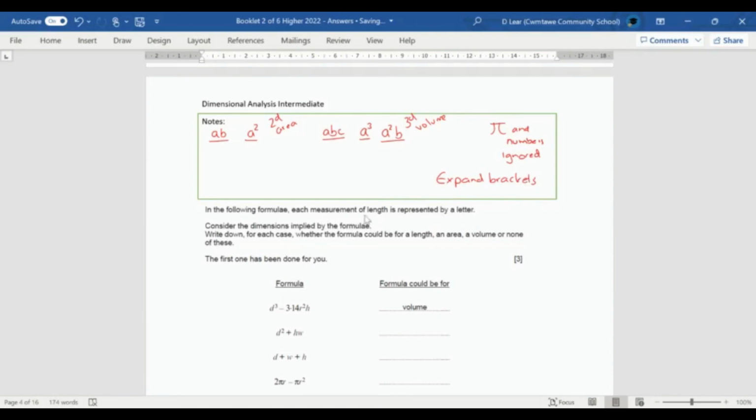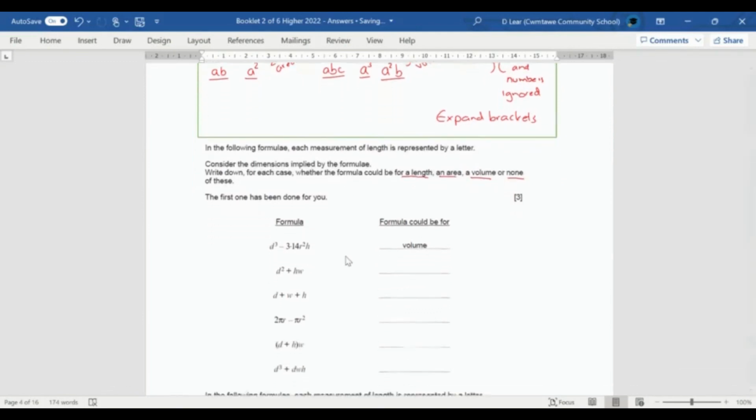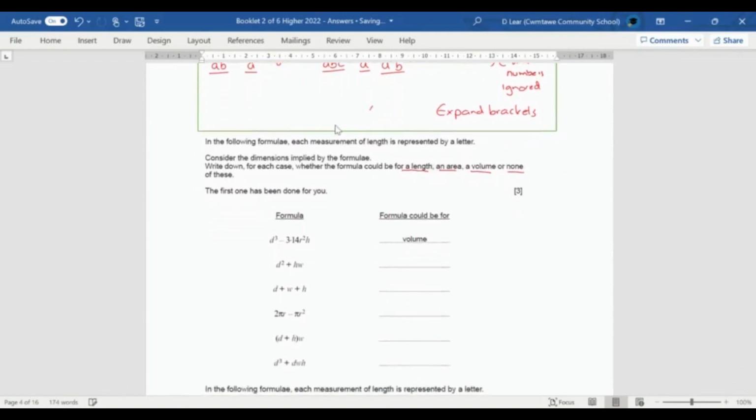So every letter is a length. Consider the dimensions implied by the formula. Write down for each case whether the formula could be for a length. So our options are a length, an area, a volume, or if we've got a mixture of things, we could write none of these. And they've started with the top one here, where they have put d cubed, d times d times d, right? Three letters times it together, that is a volume.